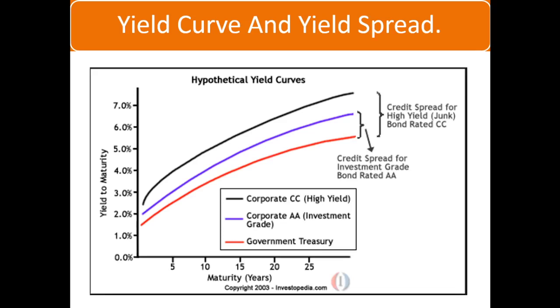The higher the spread, the poorer is the bond. Which bond? The corporate bond. The government bond will remain sovereign. The higher the spread, the poorer the bond. If the bond portfolio has got a poorly rated or lesser rated bond, that means the yield spread will be more.